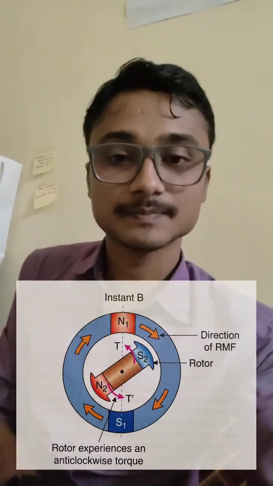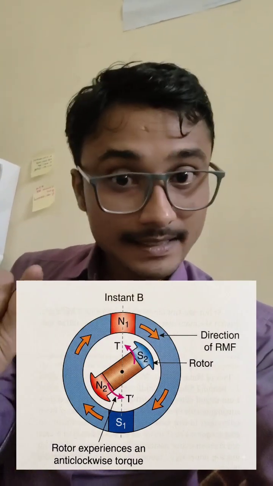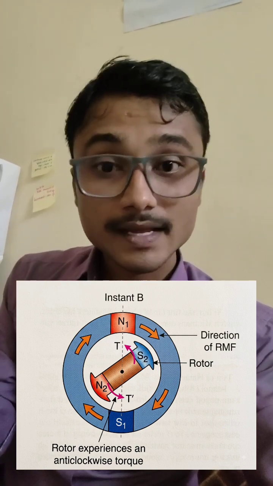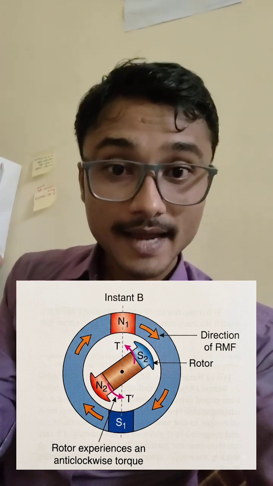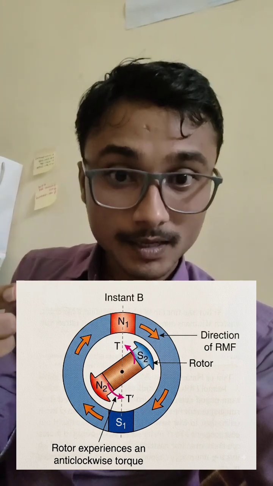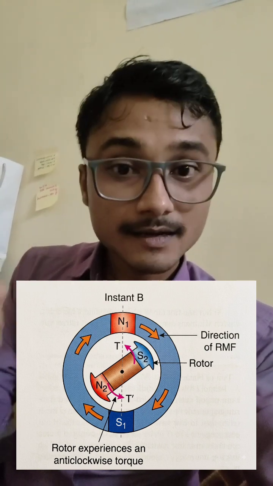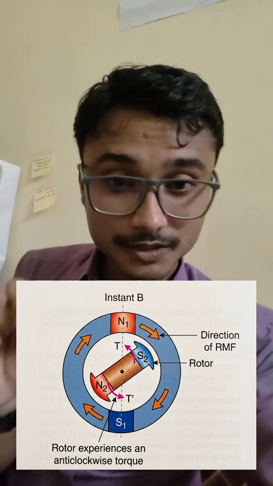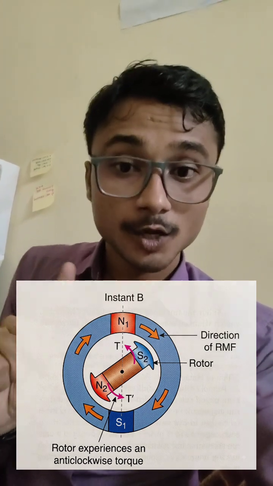rps, revolutions per second. So that stator pole changes into N1. Then N1 and the S2 of the rotor pole exert an anti-clockwise torque on the rotor. So in a fraction of the time, the rotor experiences a clockwise torque as well as an anti-clockwise torque. That makes the rotor stationary and not rotating.